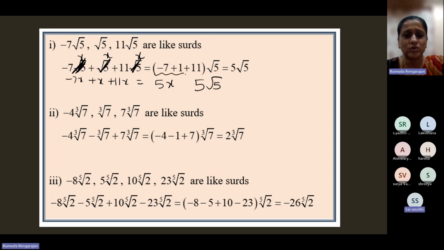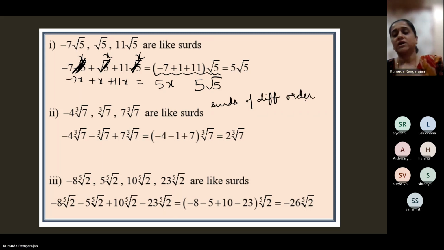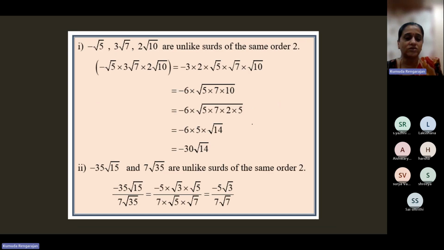So you don't have to show these. Cube root of 5 and square root of 5, are they like surds? No, they're surds of different order. You cannot simplify them. They're surds of different order, and so they're not like surds because their irrational factor is not the same.